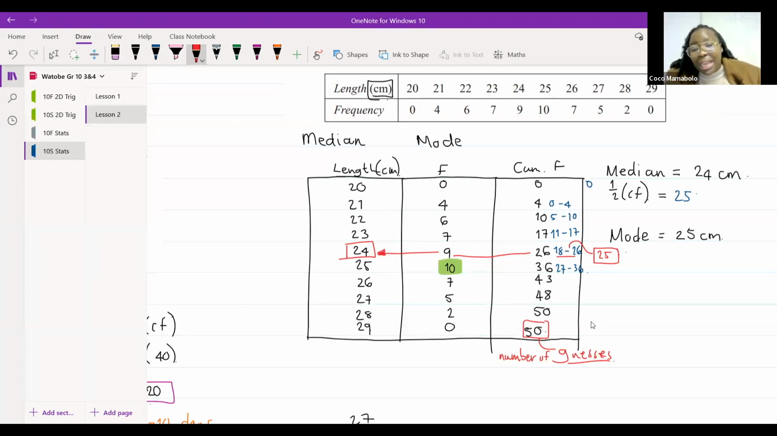Okay, is it making sense? Give me a thumbs up if it makes sense for those of you who were confused. Oh, Gift is confused by the cumulative frequency. All right. So remember, Gift, we're just going to add one after the other. So Gift, if I have 4 over here, I'm going to go 4 plus 6 is 10. 10 plus 7 is 17. 17 plus 9 is 26. 26 plus 10 is 36. 36 plus 7 is 43. 43 plus 5 is 48. 48 plus 2 is 50. Okay, tell me if that answered your question, Gift.